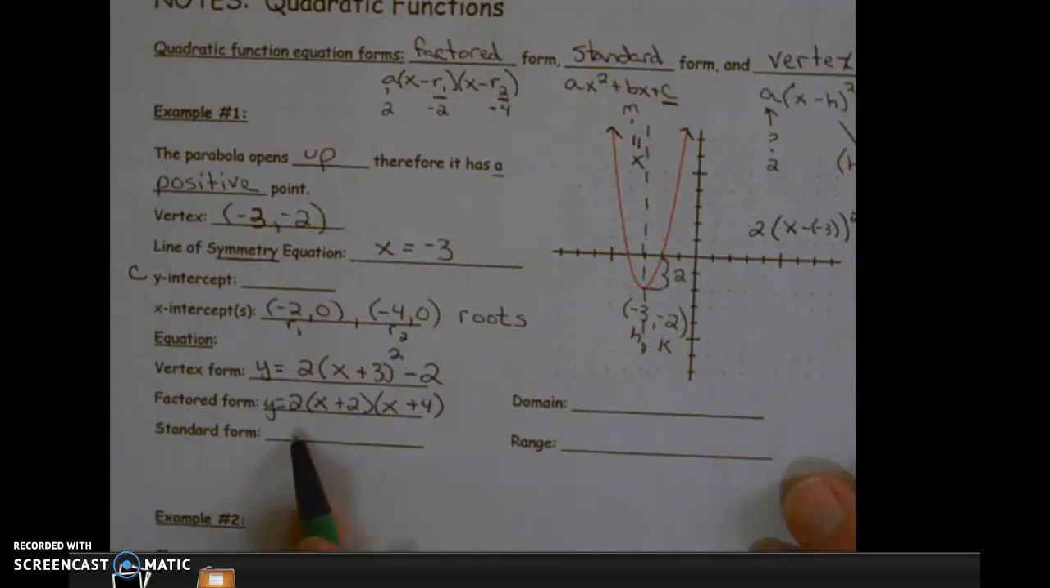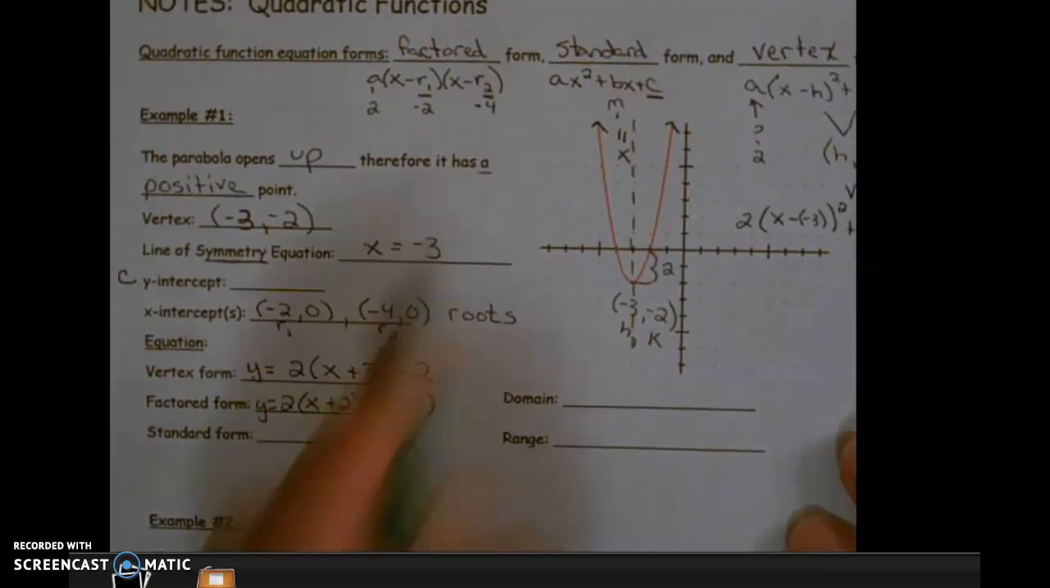Okay, so let's go to standard form. Standard form, we know what a is.